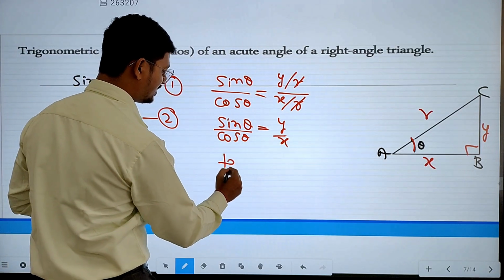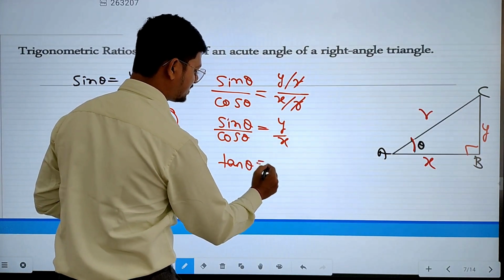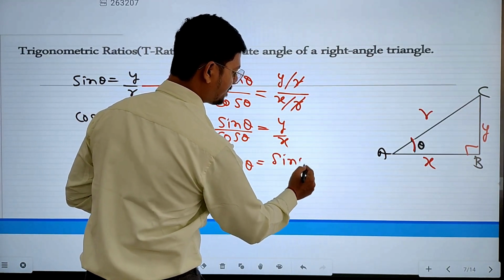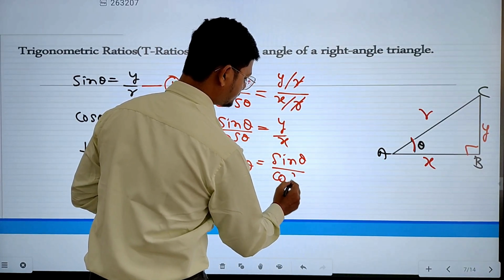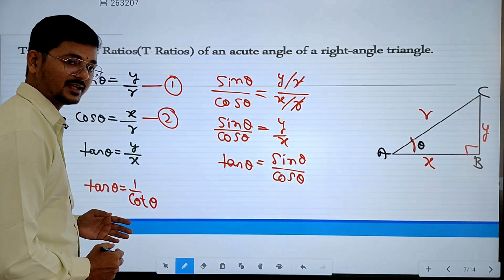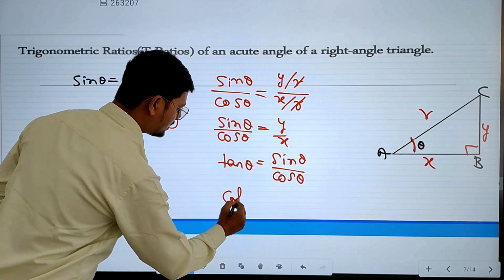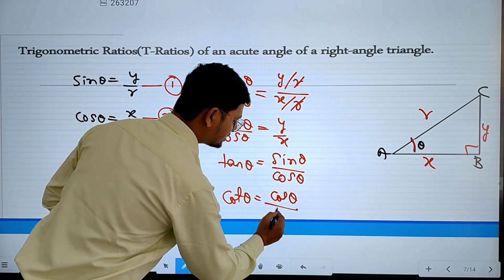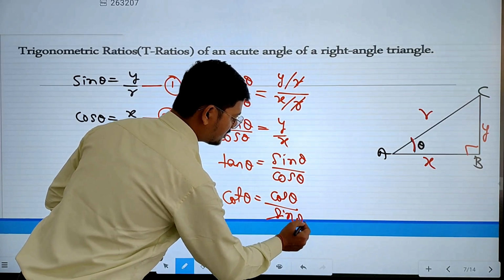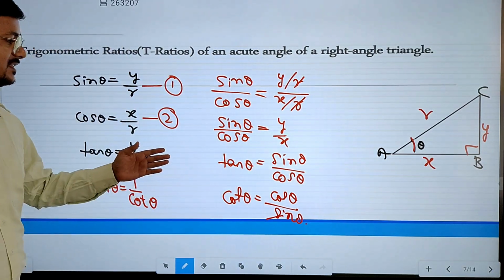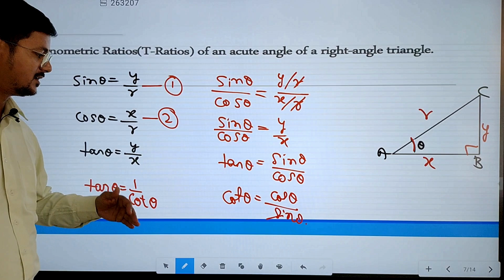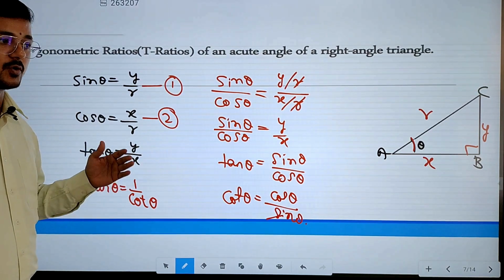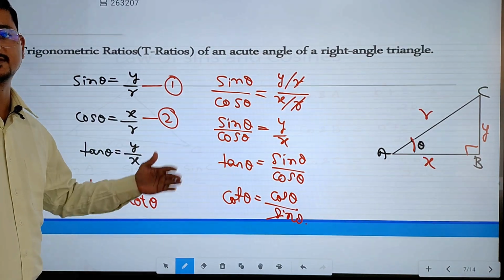So we can write that tan theta is nothing but the ratio of sine theta and cos theta. Similarly, we can write that cot theta is the ratio of cos theta and sine theta. So we can express tan theta in terms of sine and cos, and we can express cot theta as a ratio of cos and sine.